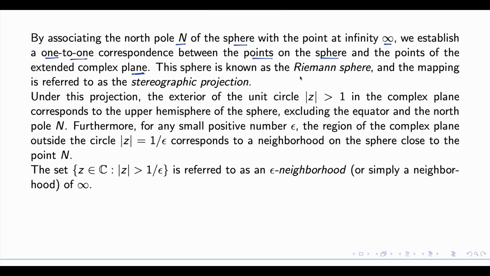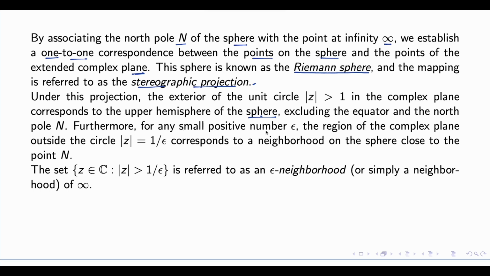Okay, so this sphere is known as the Riemann sphere, right? And the mapping is referred to as stereographic projection. This is very important actually. Under this projection, the exterior of the unit circle, modulus z greater than 1, in the complex plane corresponds to the upper hemisphere of the sphere, excluding the equator and the North Pole.